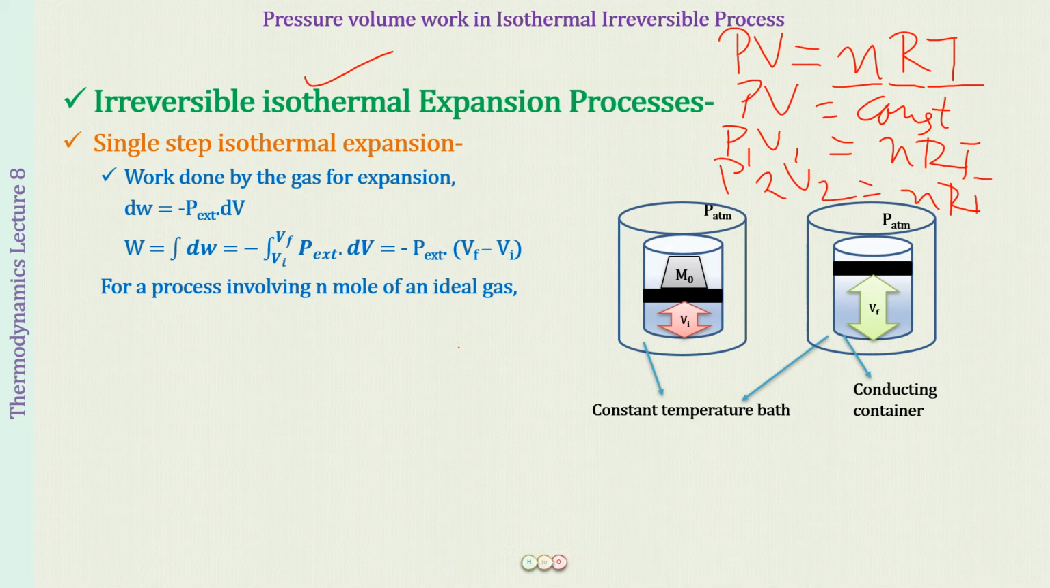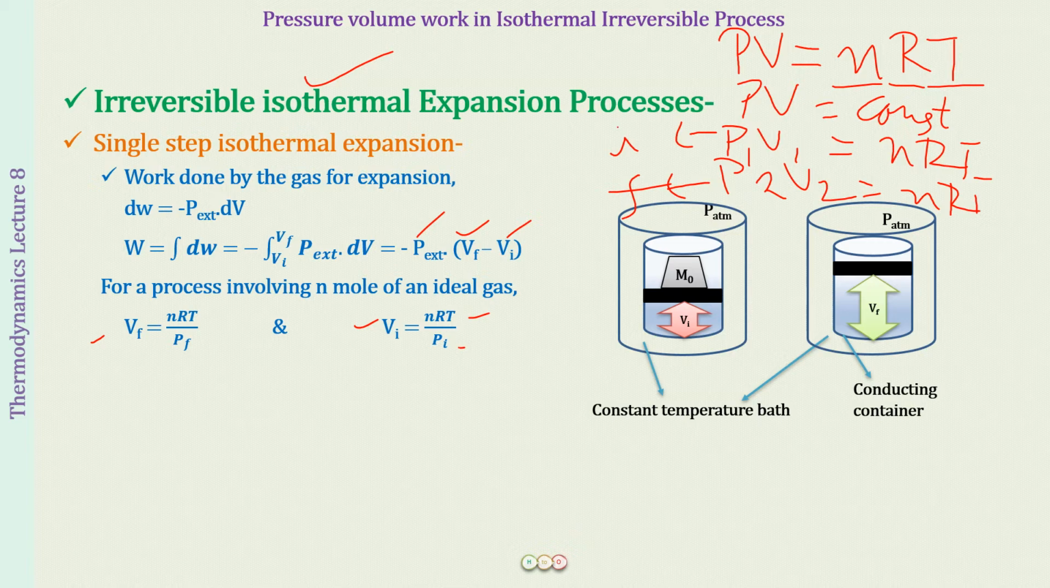So if P1 V1 are the initial state of the system and P2 V2 is the final state of the system, can we write Vf equal to nRT over Pf and Vi equal to nRT over Pi? Agreed? No problem. We can substitute these values in the equation. Now what about this P external? Can you tell about this P external in terms of the pressure of the gas? What is it going to be?